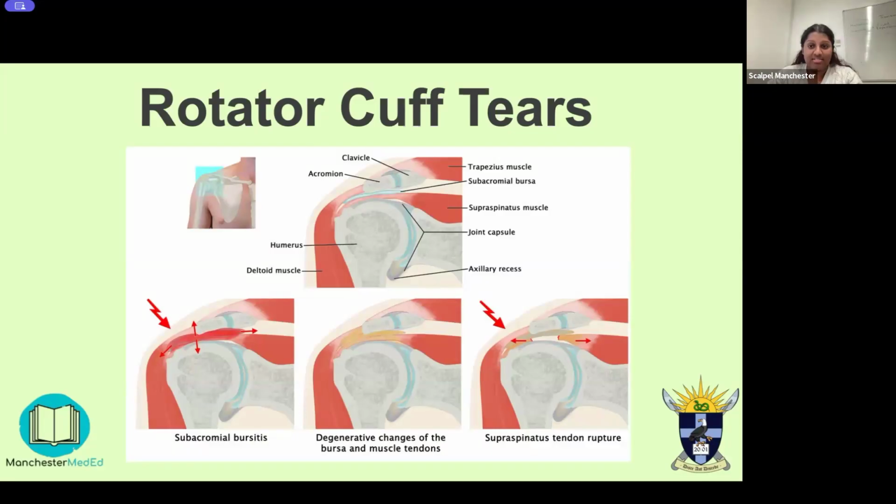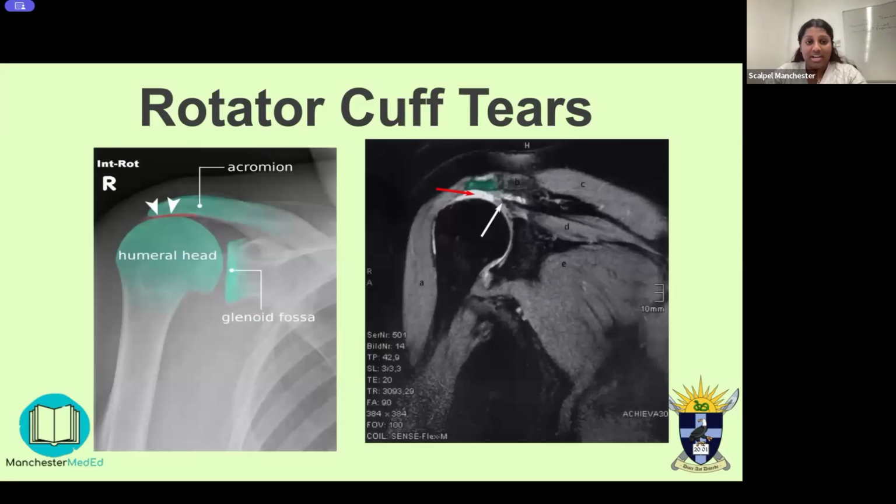I just wanted to show you this. Yeah, this is the tear. So first, it would start with tendinitis, and then it would chronically move on to a tear. And this is where the impingement, if it's subacromial impingement, would happen, right here. And then this would be on an X-ray.